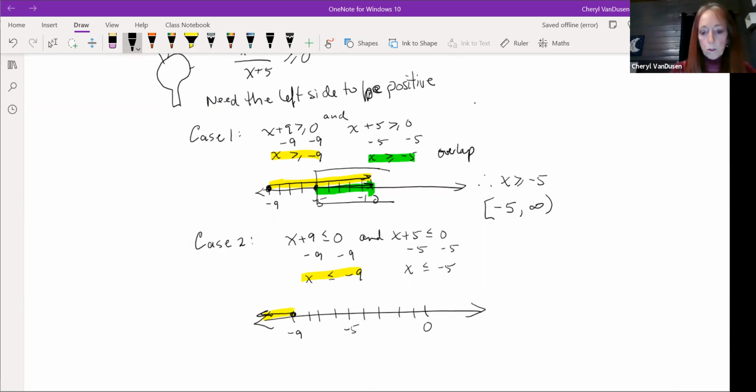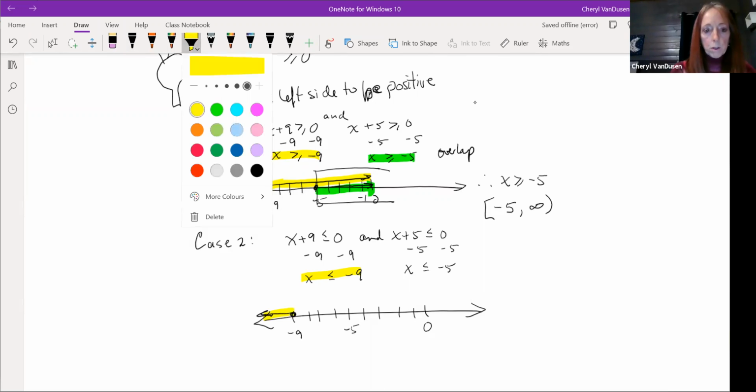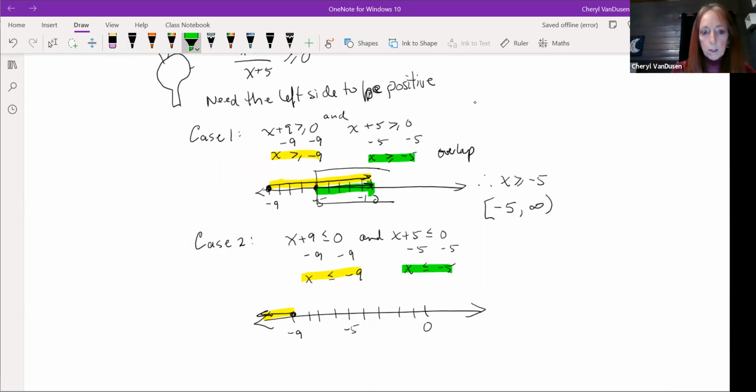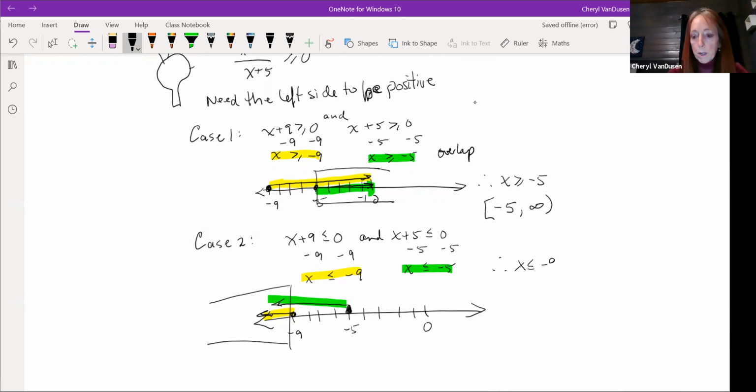The second solution, again, I'll just use the same color, a highlighter, is going to be highlighted in green once we have it. So we have a closed circle here, and I'm just going to draw it a little higher going down that way. So it looks like this. So again, looking for the overlap section is there, going down that way to the -9. And so therefore our overlap here is x is less than or equal to -9.